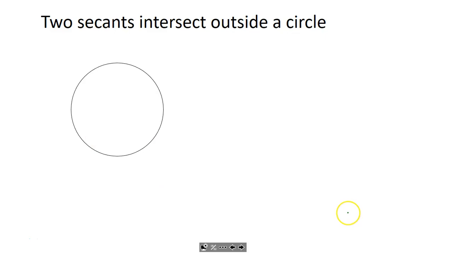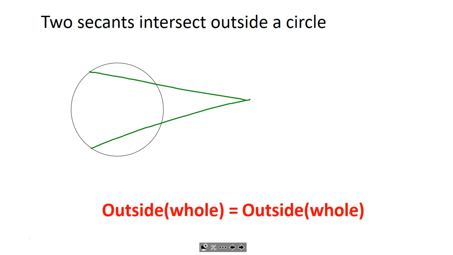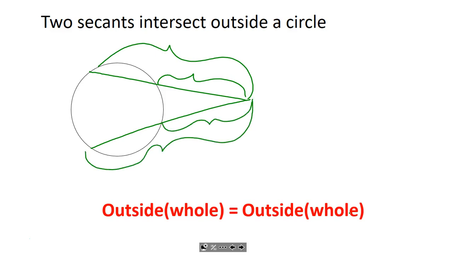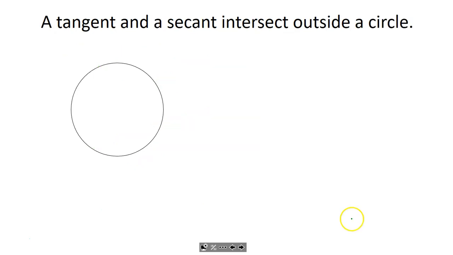The next one says two secants intersect outside a circle. When we have two secants that intersect outside a circle, it looks like this. And when we do that, we're going to do our outside part times our whole. So we're going to take this part right here times the whole thing, and this part right here, again, times the whole thing. Got it? So outside times whole equals outside times whole.